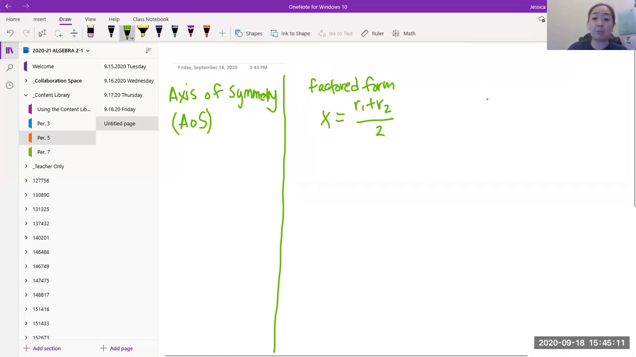Since I'm visual, I like to draw pictures. So I would also include in here a little XY with a parabola that maybe goes like this. And then maybe with a different color, I would say, okay, this is the thing that I'm talking about. This is the axis of symmetry. We always make it dotted because remember that the axis of symmetry is not actually part of the graph. It's just like a reference point, okay?